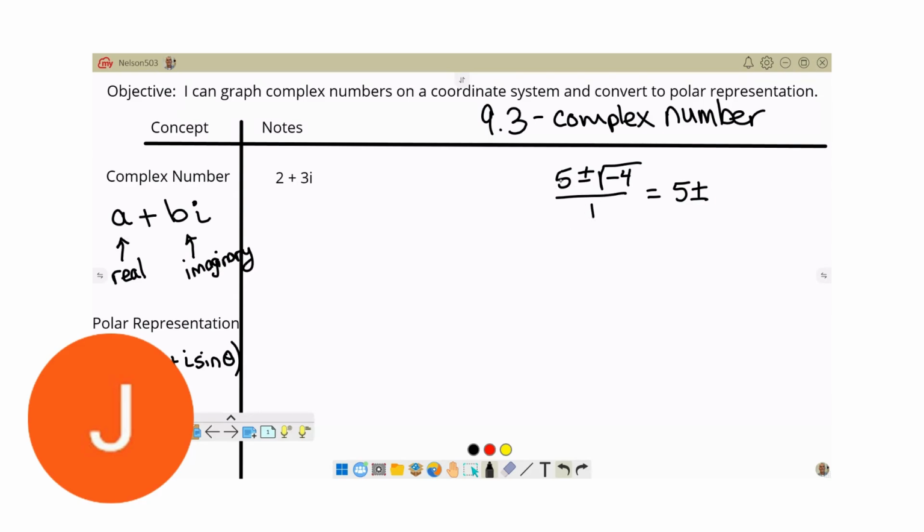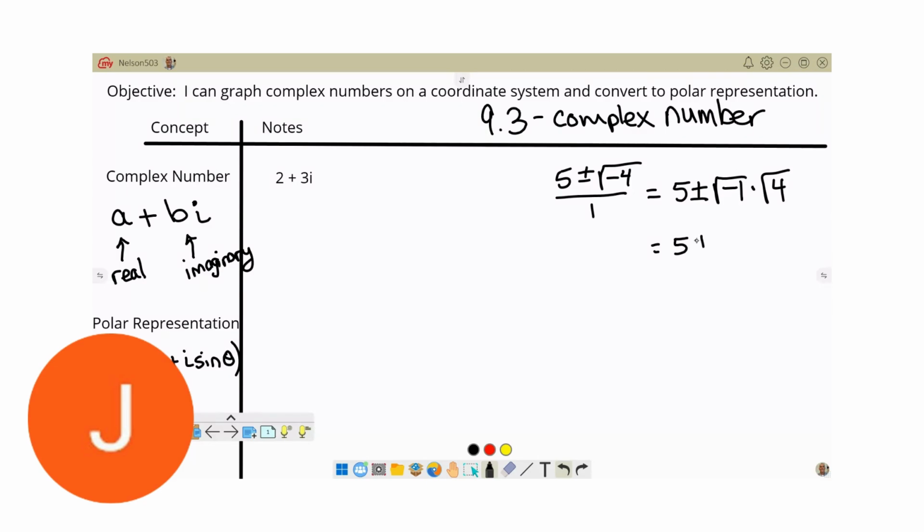Well, 1 goes into 5 times, plus or minus. And then the square root of negative 4 is the same thing as the square root of negative 1 times the square root of 4. Sorry, I put a 5 there; we got a 4 underneath the square root sign, or negative 4. And so I now have the square root of negative 1 times the square root of 4. And the 1 in the denominator doesn't really impact things, right? So how does this simplify?